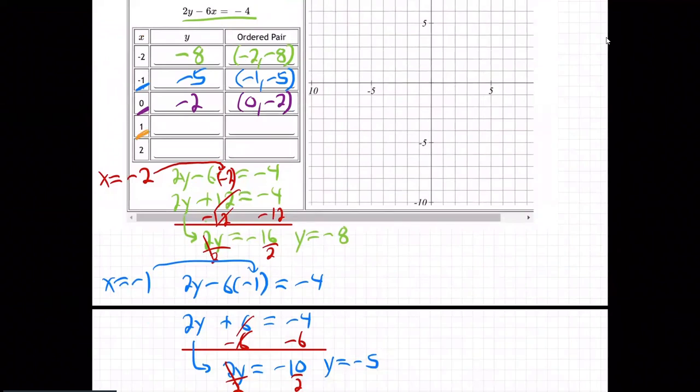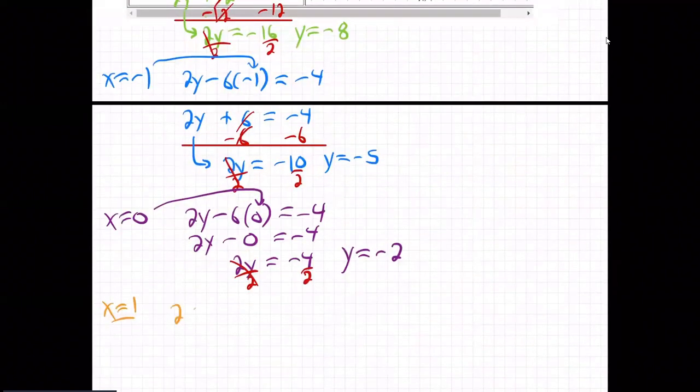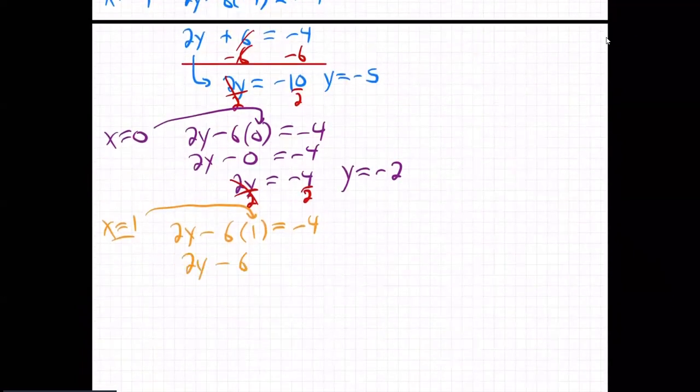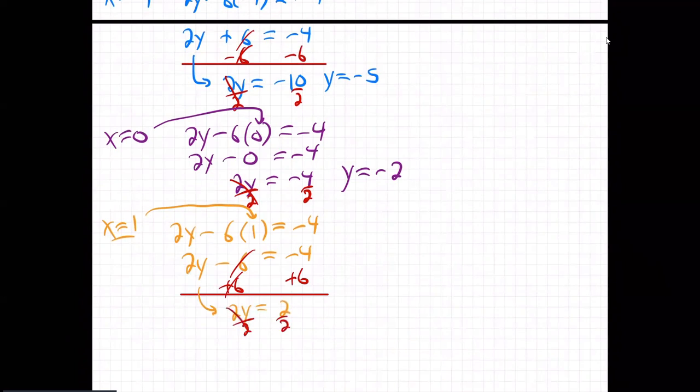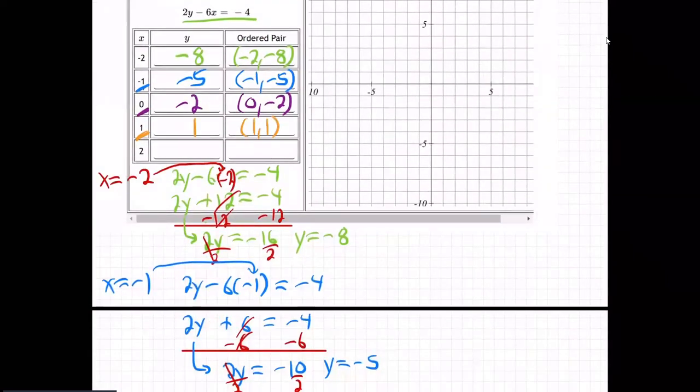Next, we're going to plug in this one. X is 1. Same equation: 2y minus 6 times 1, this time plugging in x equals 1, equals -4. It's 2y minus 6 is -4. Add 6 to both sides, and we get 2y is 2. Last step, divide by 2. Y is 1. So that's the point (1, 1).